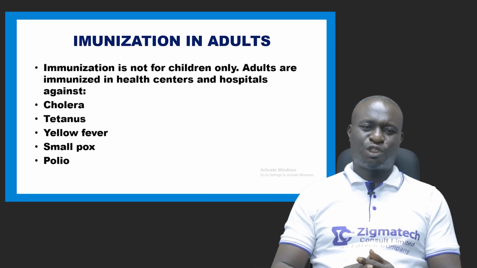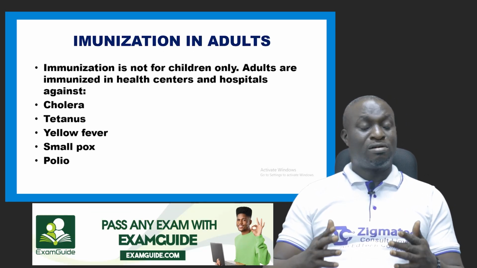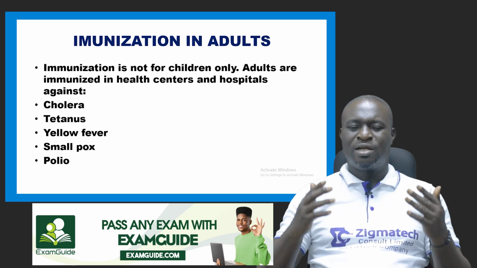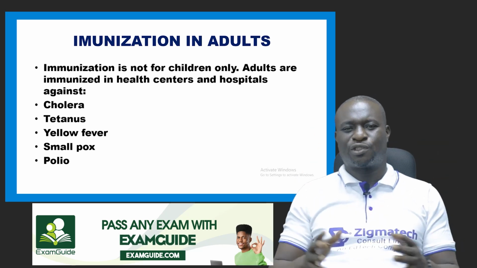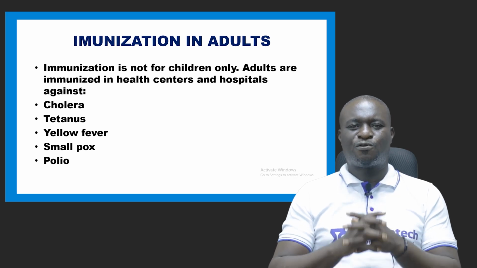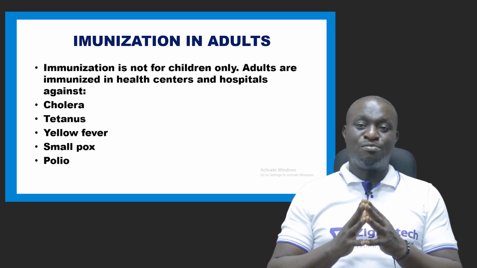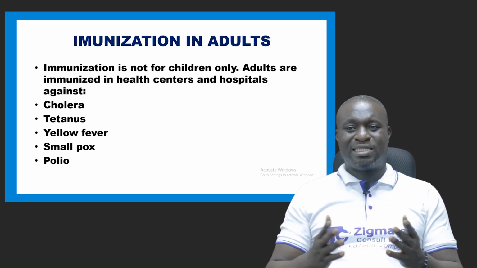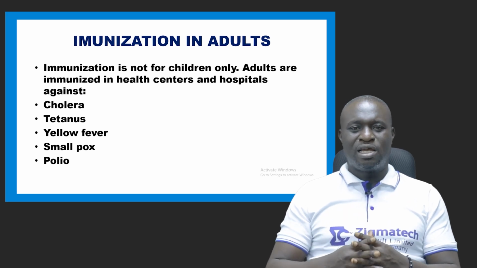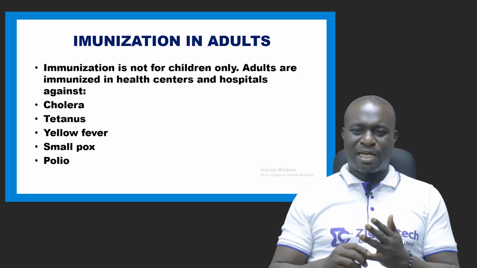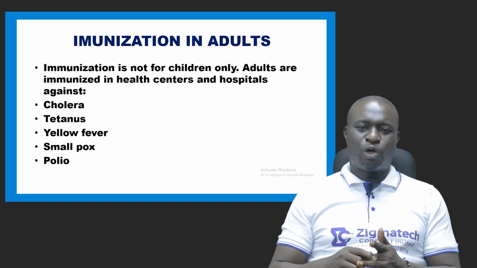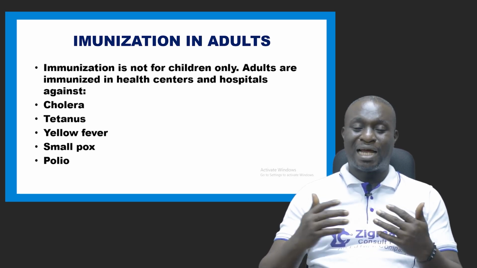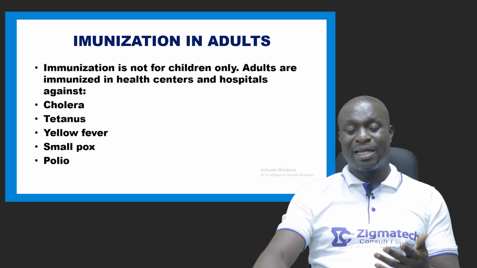Now, immunization in adults. There are several things I want you to understand, because most times when people hear the word immunization, the first thing that crosses their mind is that it is just for children. Now, immunization is not for children alone. Adults are immunized in health centers and also in hospitals against several diseases. There are diseases adults can be immunized against. It includes cholera. We also have tetanus, yellow fever, smallpox, and polio. These diseases can be immunized against by an adult, okay?